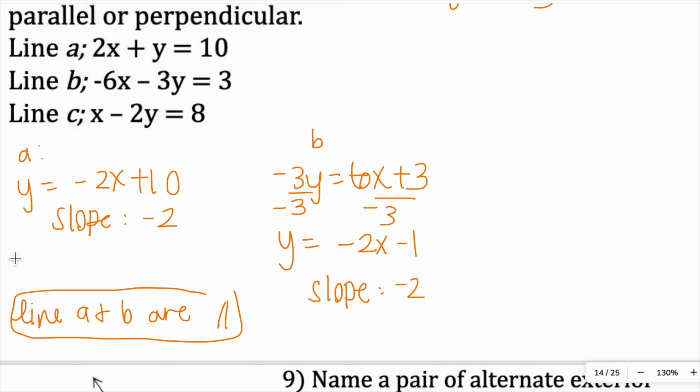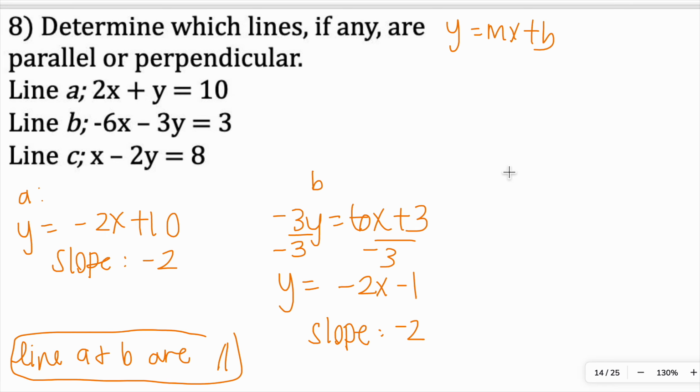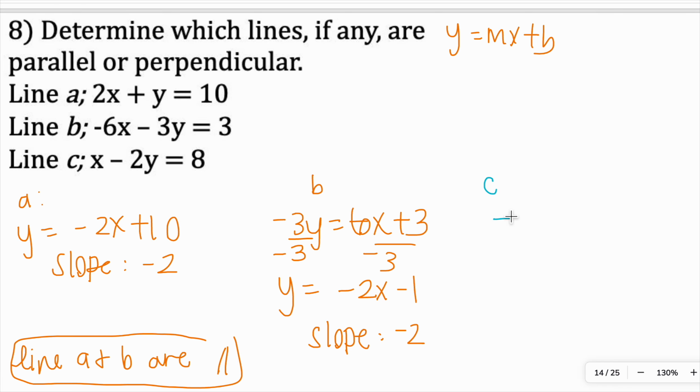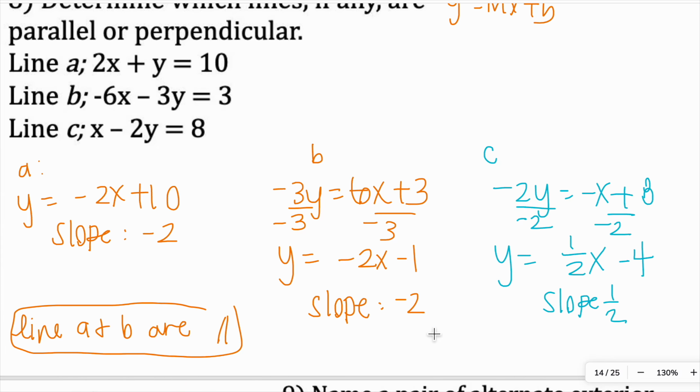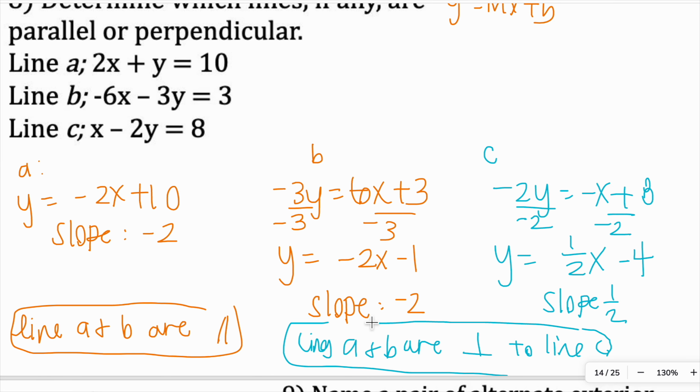Okay, and then let's see what happens for line C. So line C, I'm going to move over the x. I'm going to have negative 2y is equal to minus x plus 8, and then divide everything by negative 2. I'll get y is equal to a positive 1/2 x minus 4. My slope is a positive 1/2. So for this one, it's going to show that A and B are perpendicular to line C. So lines A and B are perpendicular to line C.